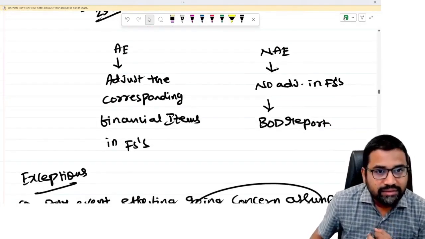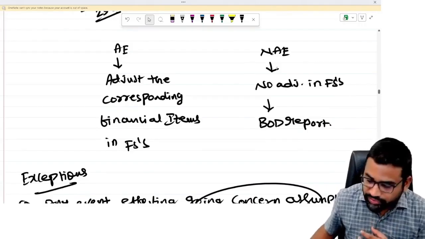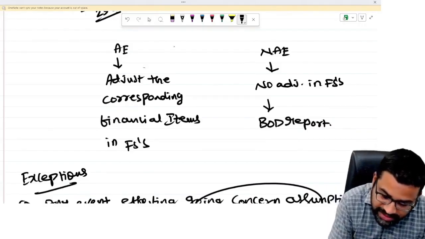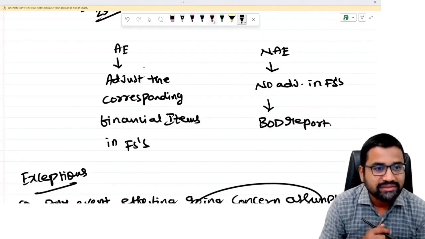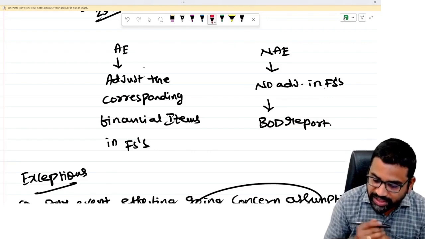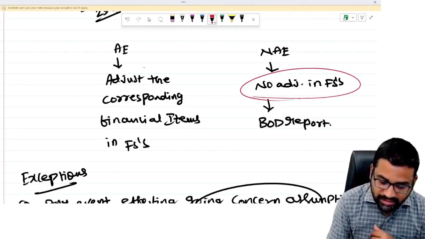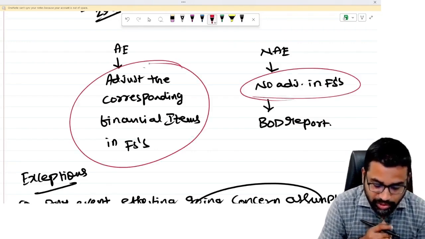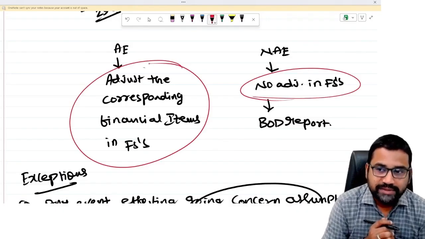So if it is an adjusting event, what do we need to do? We need to adjust the corresponding financial items in the financial statements. Sir, if it is a non-adjusting event, there is no adjustment in the financial statements. We need to adjust the corresponding financial items of financial statements.